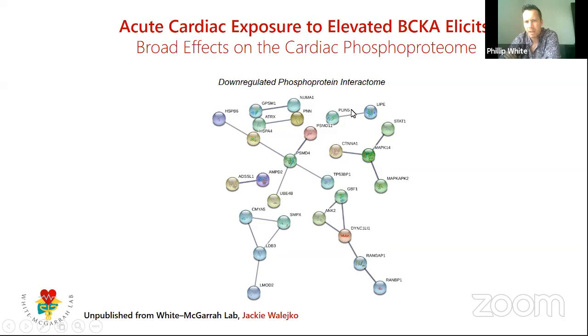So these data are going to inform us, I think, in the future about what nodes branched-chain keto acids might be affecting. But it looks like there's a strongly coordinated response to exposure to branched-chain keto acids, and that they may be underlying important facets of the pathobiology of cardiomyopathy.